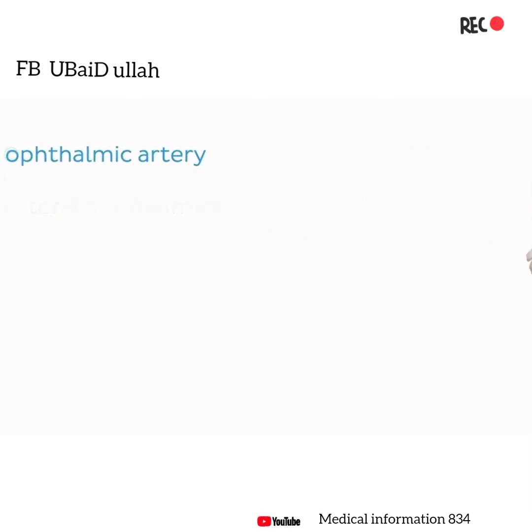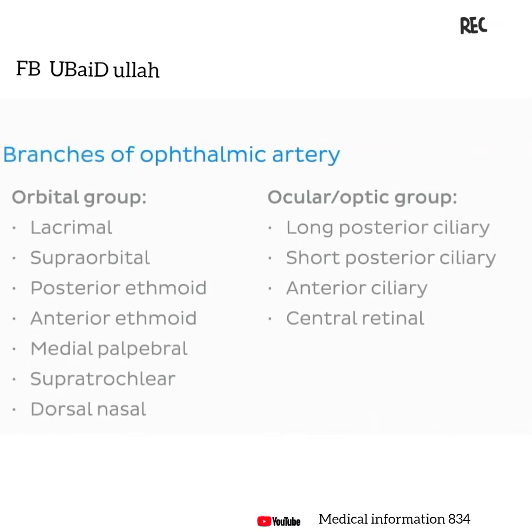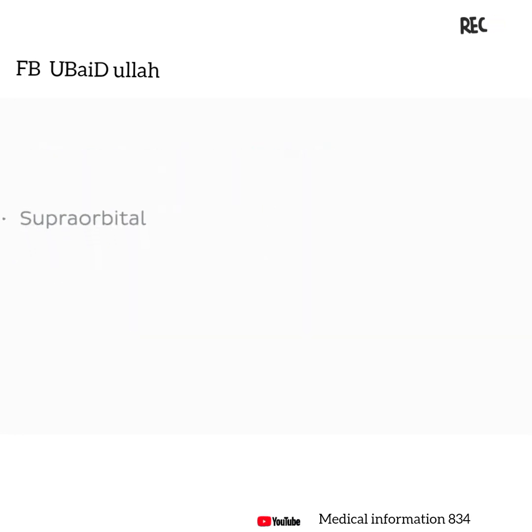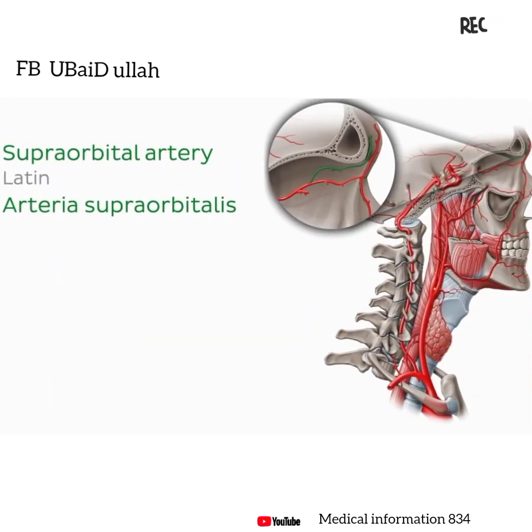The ophthalmic artery gives off numerous branches which are divided into the orbital and ocular groups based on the structures they supply. We're not going to look individually at each of the branches of the ophthalmic artery today. You'll learn about them when you study the eye and the orbit. However, I will draw your attention to 2 of the branches, the first of which is the supraorbital artery.